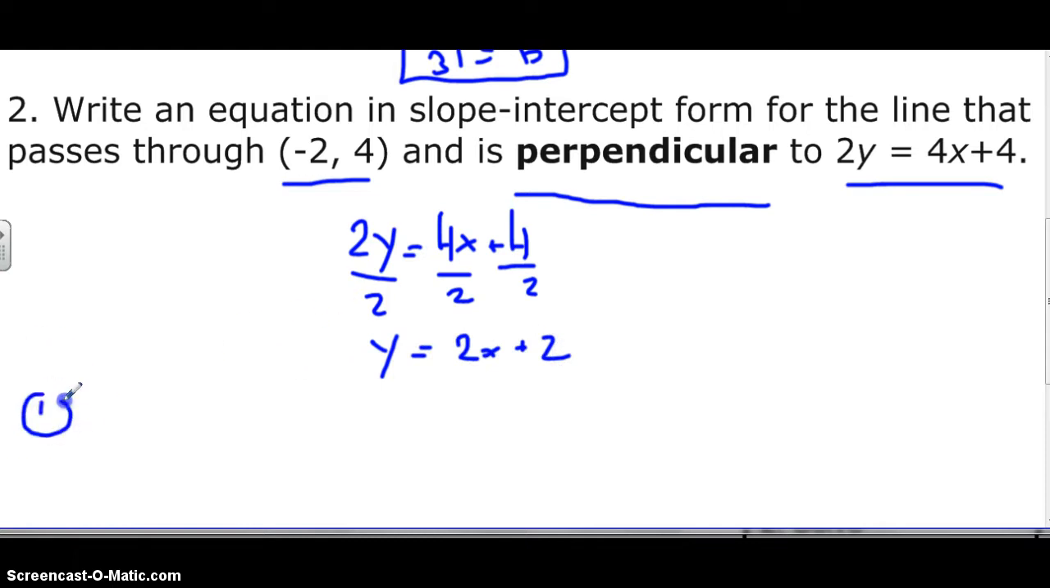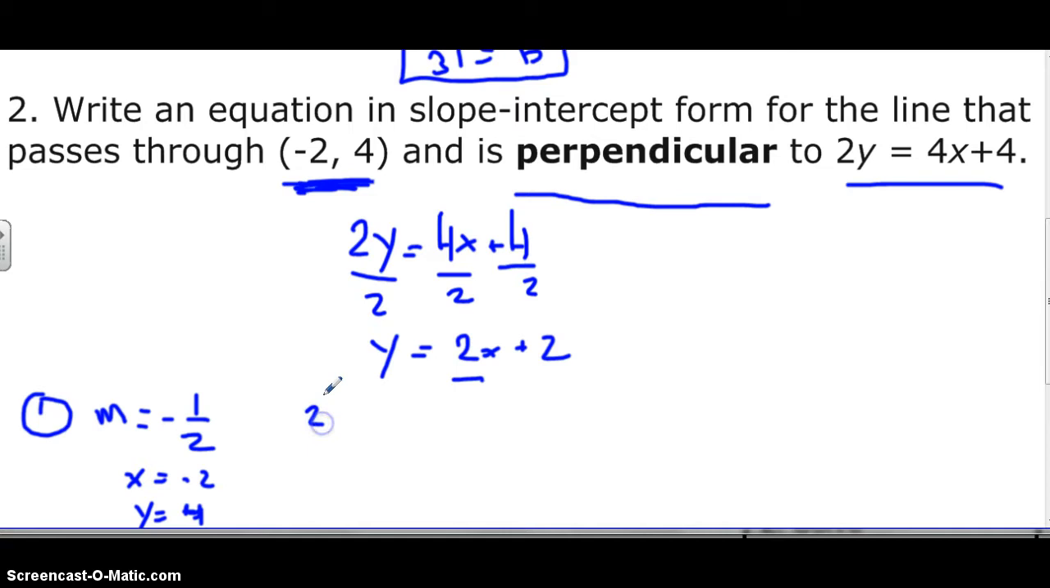Step 1, we know it's going to have to be perpendicular. So remember, that's the negative inverse. We're going to take our slope, which is 2, flip it over, and add a negative sign to it. So this is -1/2. The x value that it's going to have is -2, and the y value is 4. We just write out those things, m, x, and y. Remember, I got x and y from the point that it has to pass through.